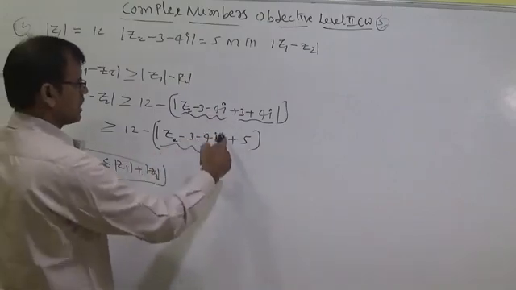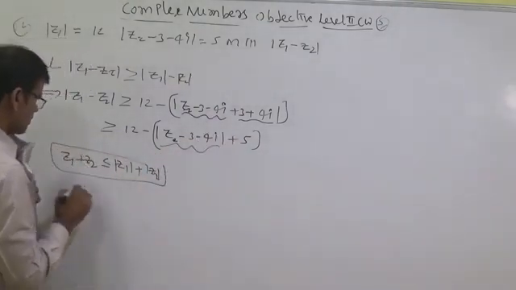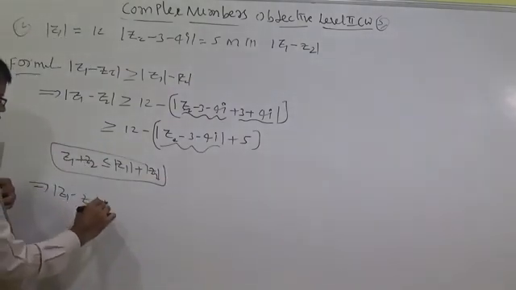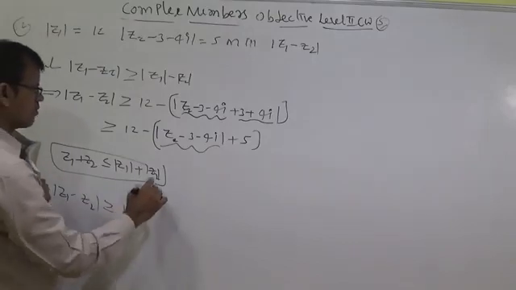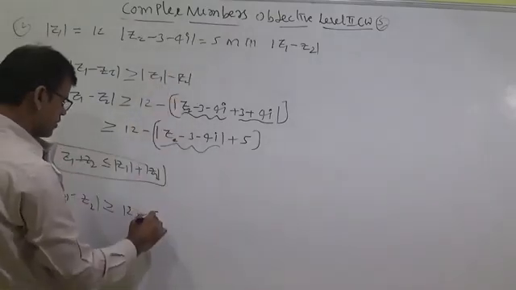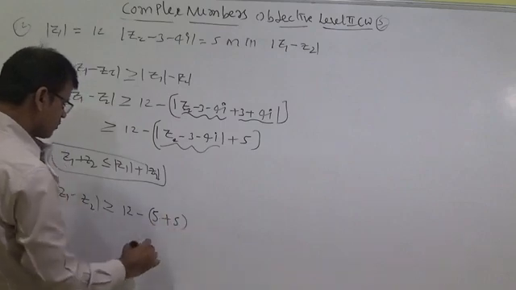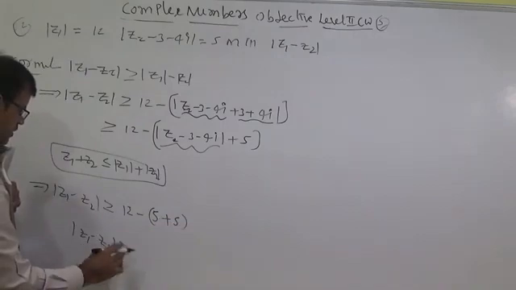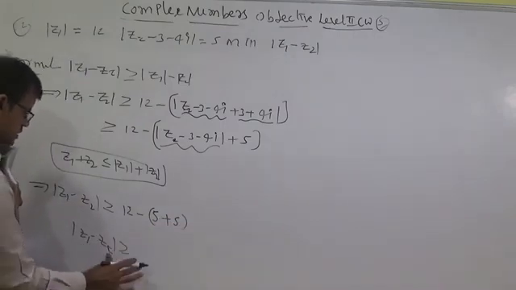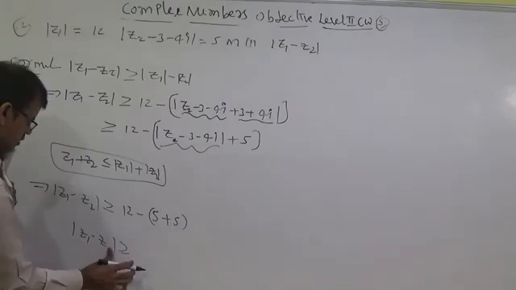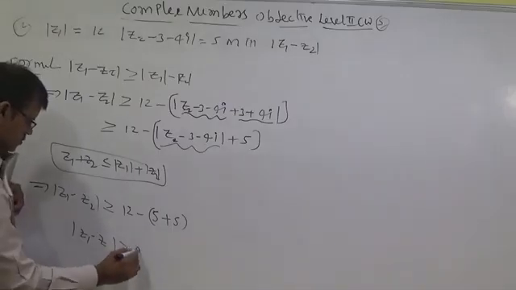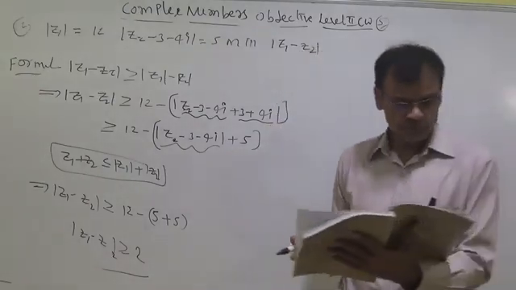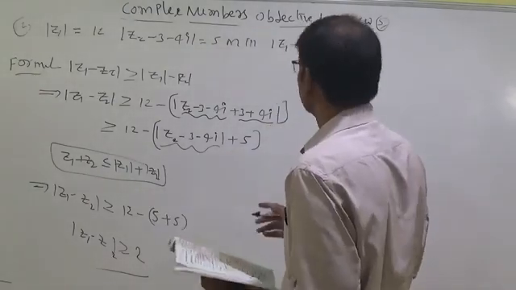So this one I have calculated separately. That implies modulus of z1 minus z2 greater than or equal to 12 minus, this is 5 as given. So within the brackets this is 5 plus 5. So modulus of z1 minus z2 greater than or equal to 12 minus 10. 12 minus 10 gives 2. That's all. So 2 is the least value, the minimum value.